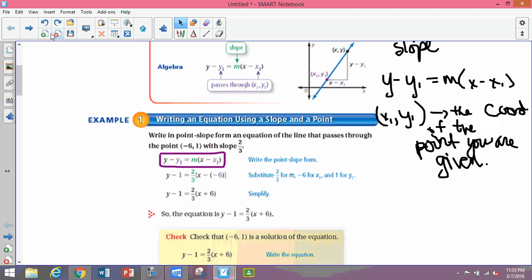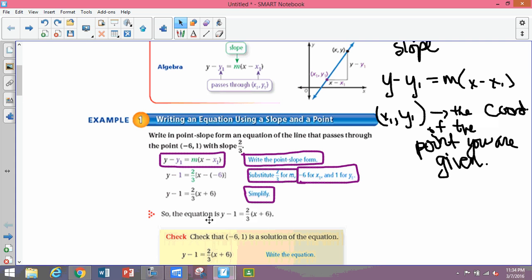So it becomes then y minus 1 equals 2/3 times x, and then you change the x minus negative 6 to x plus 6. Now, whenever I've done this before, your book just leaves it at that form.